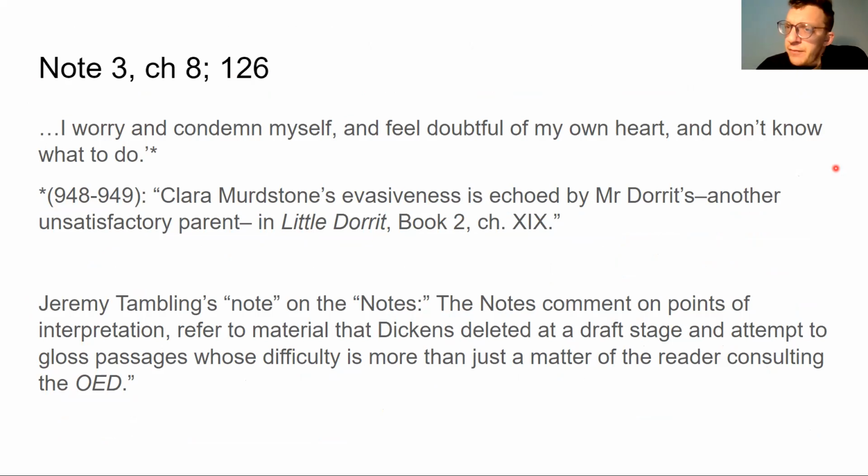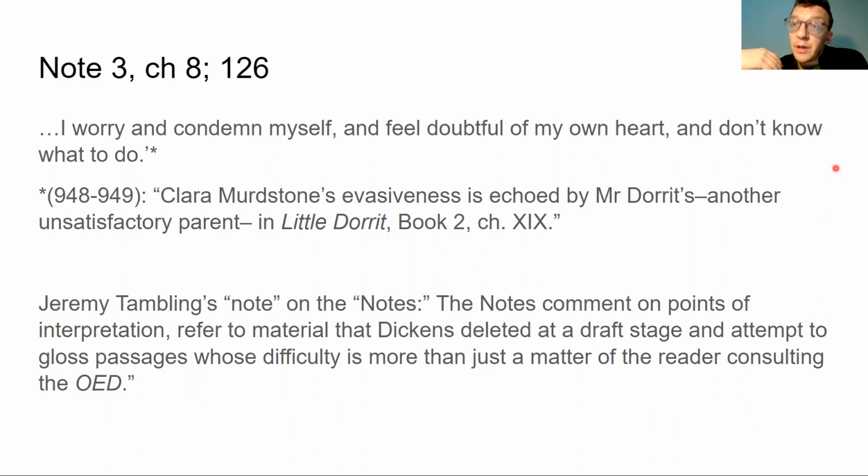Clara Murdstone's evasiveness is echoed by Mr. Dorrit, another unsatisfactory parent in Little Dorrit, Book 2, Chapter 19. So there's a lot of reasons why this note is frustrating. Mr. Dorrit is a very different parent than Clara. He is first and foremost a man, a patriarch, delusional, often poignant.